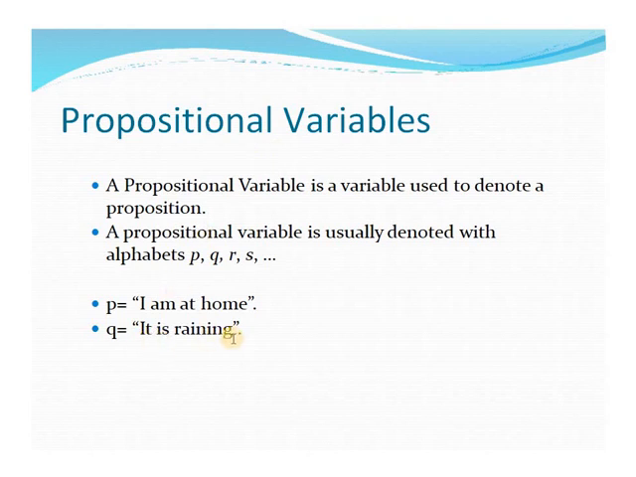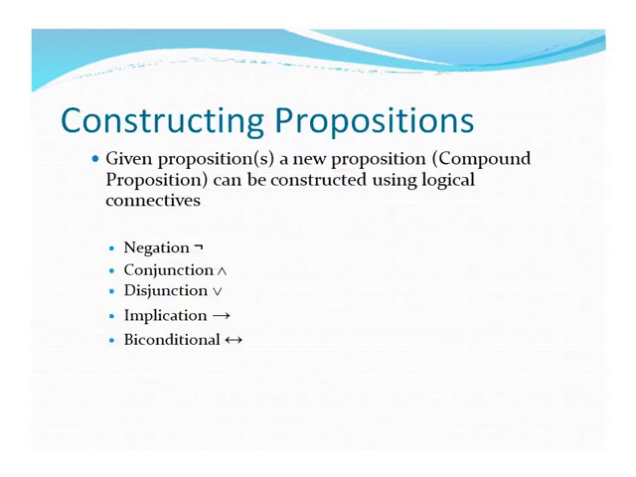Similarly, it is raining. Is it a proposition? The answer is yes, because either it is raining or it is not raining, right? So it can be either true or false. It cannot be possible that it is true and false at the same time, that means it is raining and not raining at the same time. It is not possible, right? So either it will be true or it will be false. And this proposition we are denoting with a propositional variable Q. So we are going to use these propositional variables to generate more propositions.